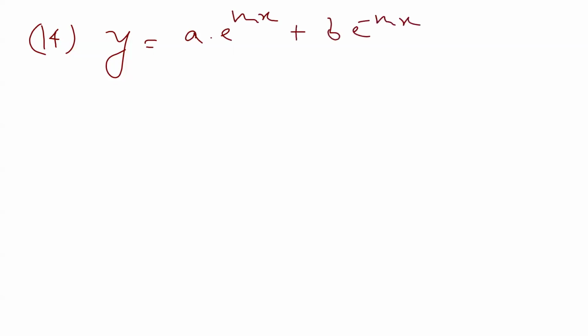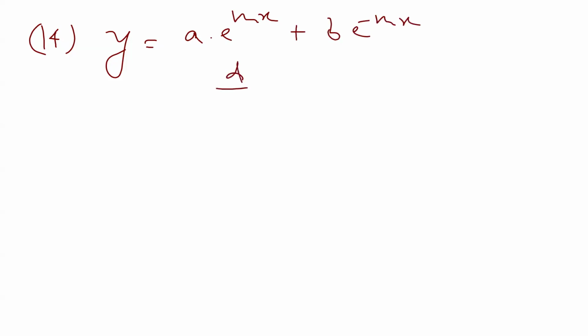So let's go to question number 14. Question number 14 says y is equal to a into e raised to mx plus b into e raised to minus mx. We need to prove d square y by dx square minus m square y is equal to 0. Now sometime back we had done such kind of a problem where m was 7, so m square is 49. It's the same kind of problem.